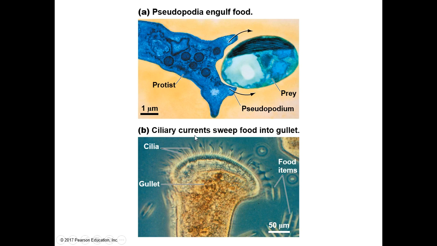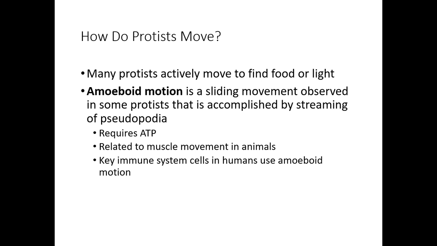Okay, here's another example. The cilia around the mouth. Here's some food items, and this protist here has a gullet where it's going to take in these food items, and the cilia take the food items in, and ultimately they'll be digested in the gullet. So as the food items go down, they enact that cilia and they bring it in. So just two different ways in which protists can ingest food. And I have a couple of videos that I will post to Blackboard to give you some more idea of these things. Okay, so how do protists move?